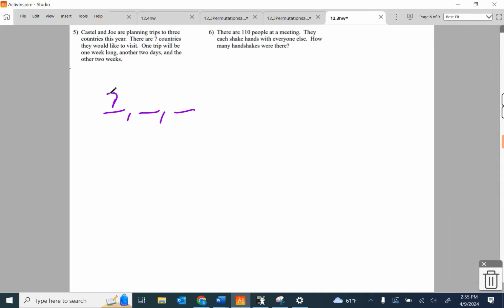You have 7 choices on the first one, 6 on the second one, 5 on the other. 7 times 6 times 5. It's that simple. 42 times 5 is 210. There's 210 ways they could plan their trips.